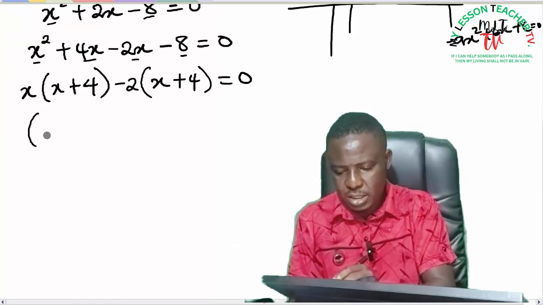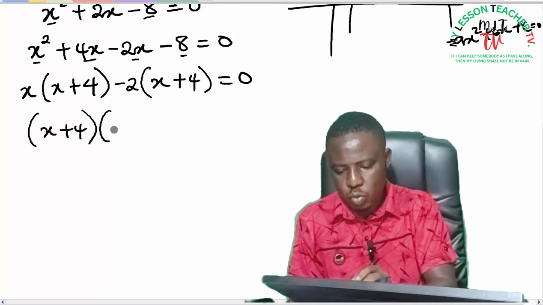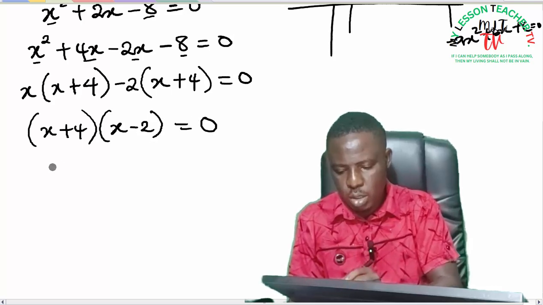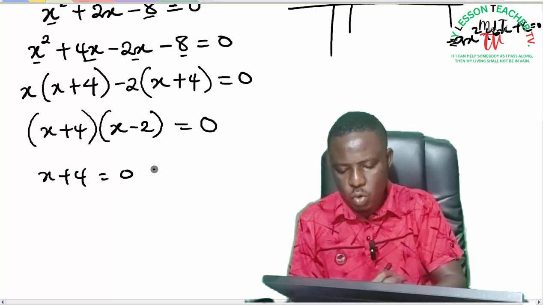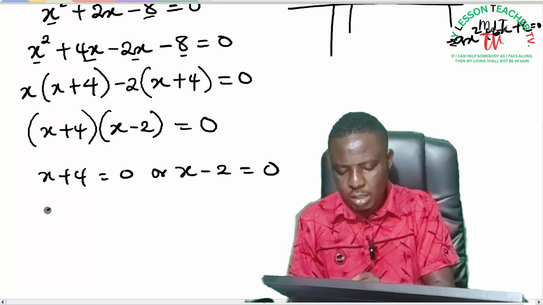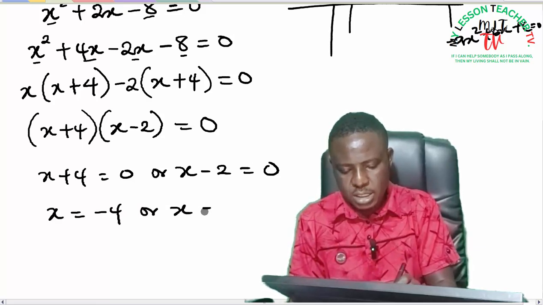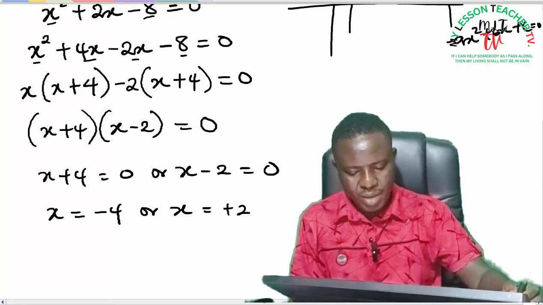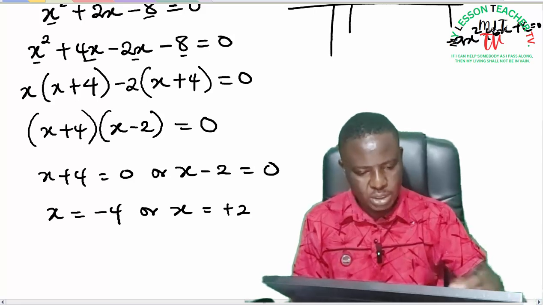So factorizing it further, you have x plus 4 into x minus 2 is equal to 0. And you have x plus 4 is equal to 0, or x minus 2 is equal to 0. That means that x is equal to minus 4, or x is equal to plus 2. So I have gotten the zeros of the inequality.